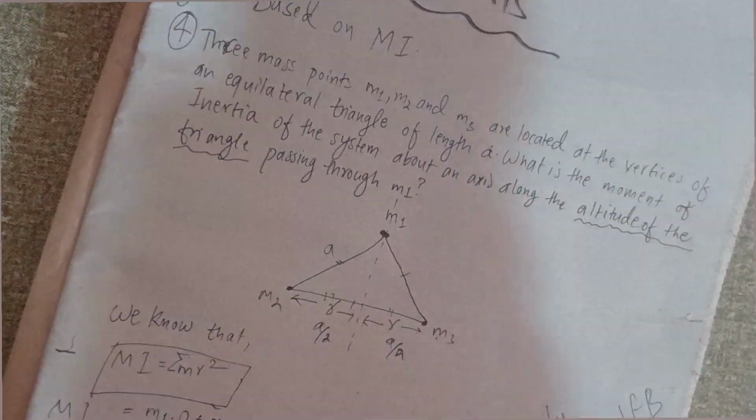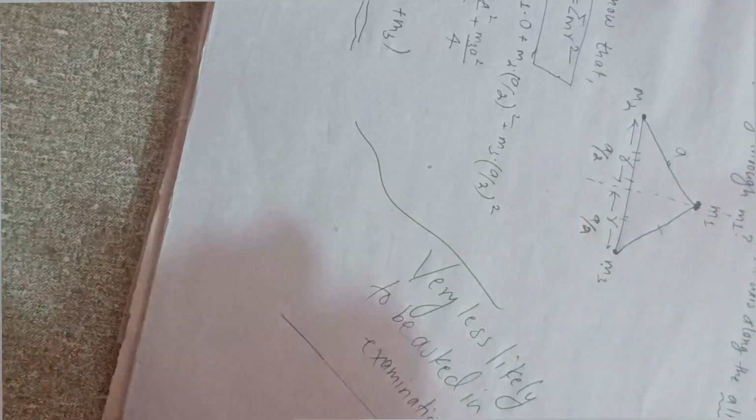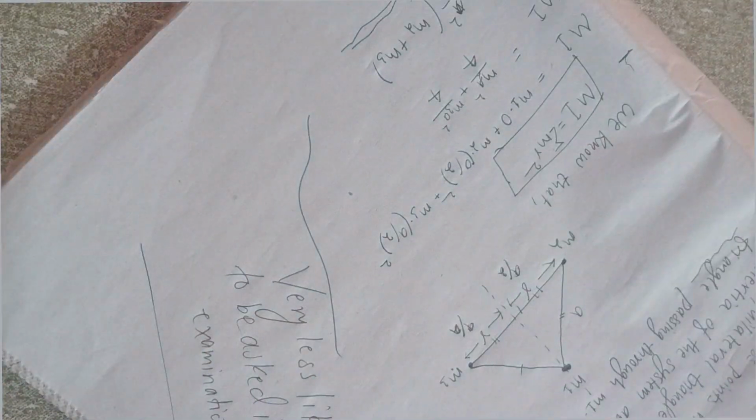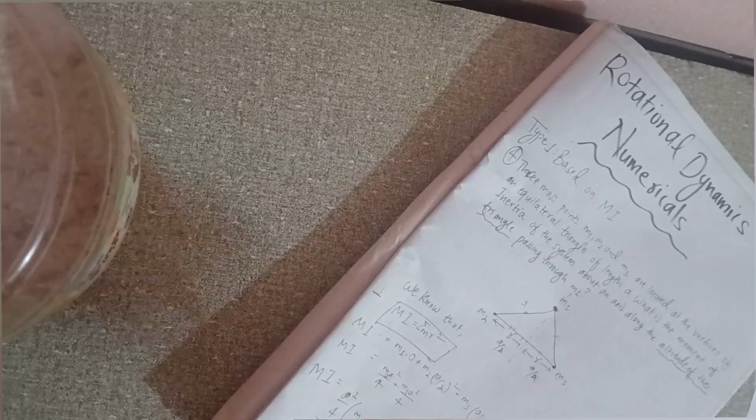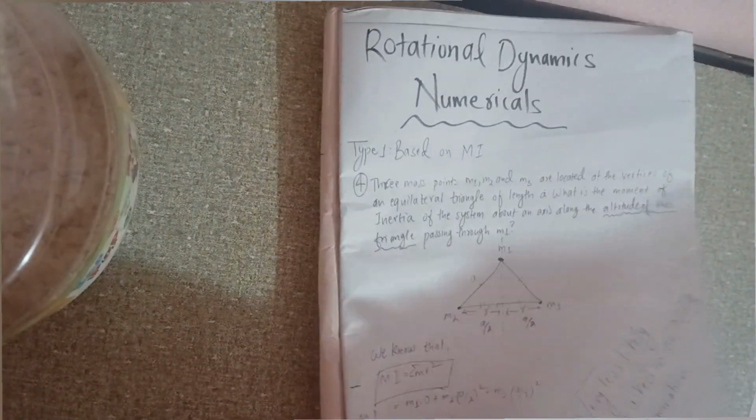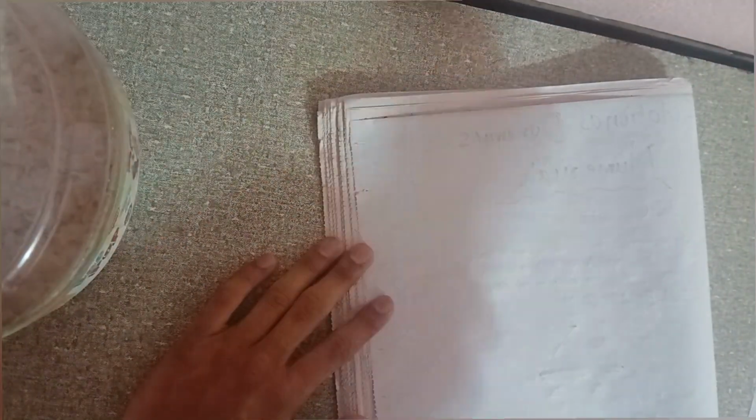This most probably won't be asked in your exam. Very less likely. However, we need to go to the more important ones, and to do that, we are now going to the next type of numericals, and that is analogy between translational and rotational motion. So these questions are like those questions in translational, but in angular momentum, like in rotational.